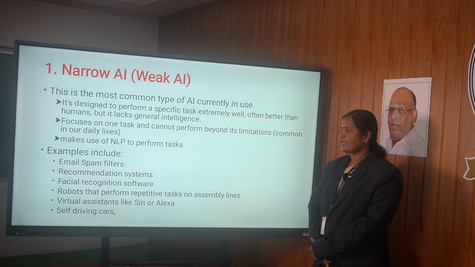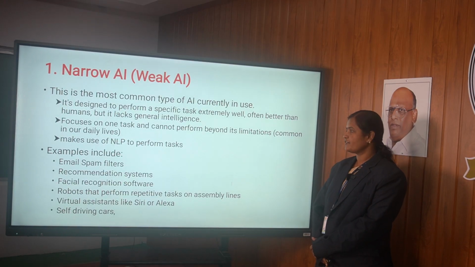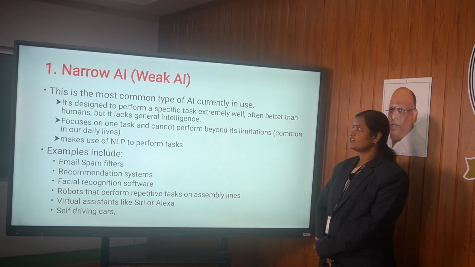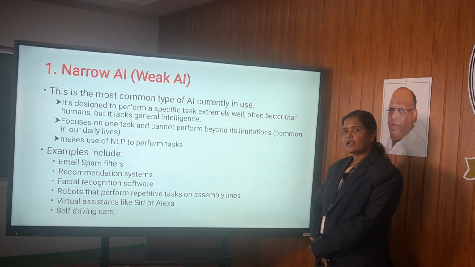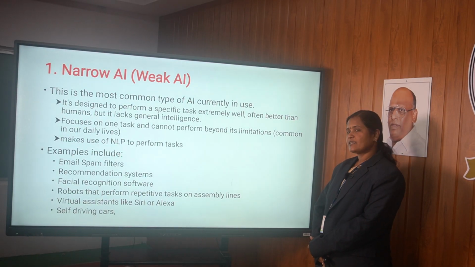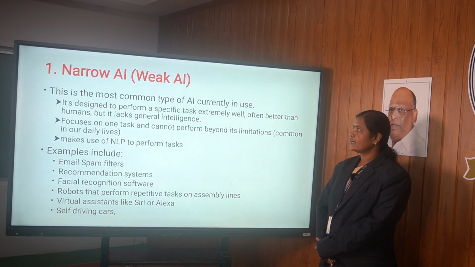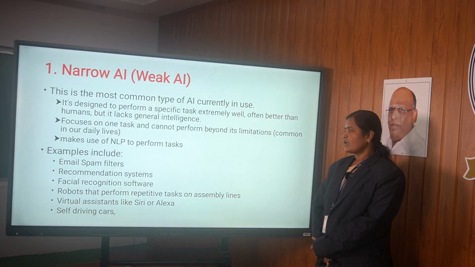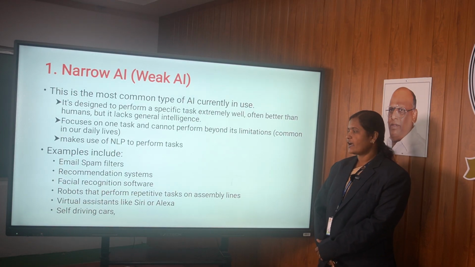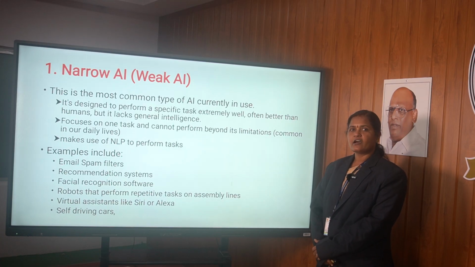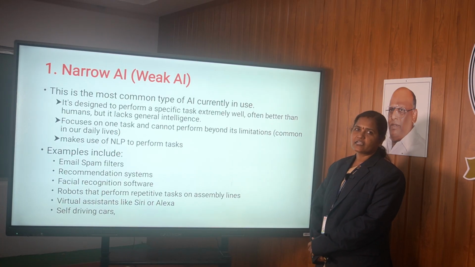For example, email spam filters, which are used to segregate the mails and identify the spam mails, come under artificial narrow intelligence. Recommender systems, facial recognition systems, and robotics used on assembly lines to pick up and segregate the parts all come under narrow intelligence. Voice assistants like Siri and Alexa also come under it. A self-driving car, which is used to perform only a specific task, also comes under artificial narrow intelligence.